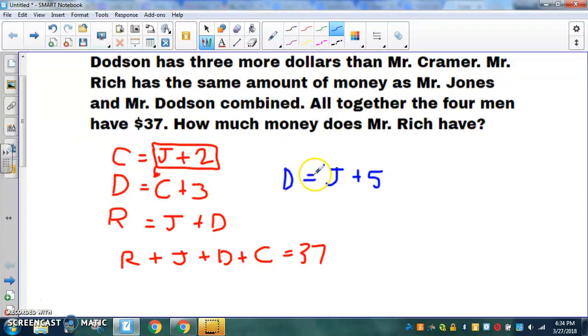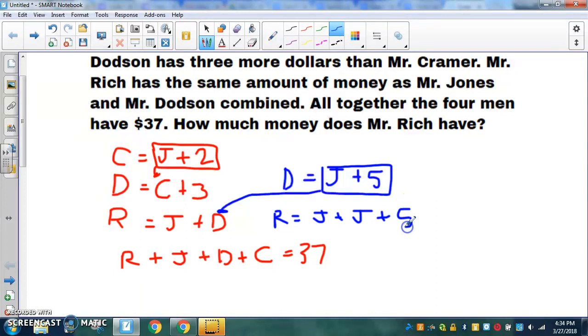So now I have Mr. Dotson in terms of Mr. Jones. And that might not seem super useful. But now I'm going to actually plug that in here. I'm going to get Mr. Rich is actually equal to J plus J plus 5. Which, by the way, I could just rewrite as 2J plus 5, right?